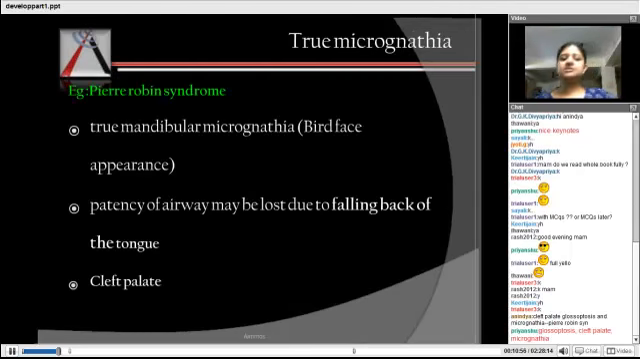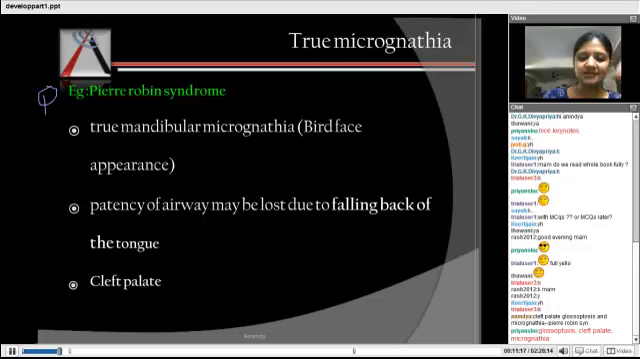Coming to Pierre-Robin syndrome, like I said, all syndromes are very important. You have a definite source of MCQs from syndromes, and syndromes initially might feel like too much information for you to gather, but as and when you keep familiarizing yourself with these terms, at the end it becomes easy.